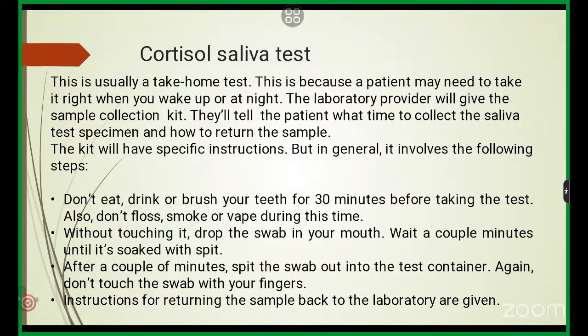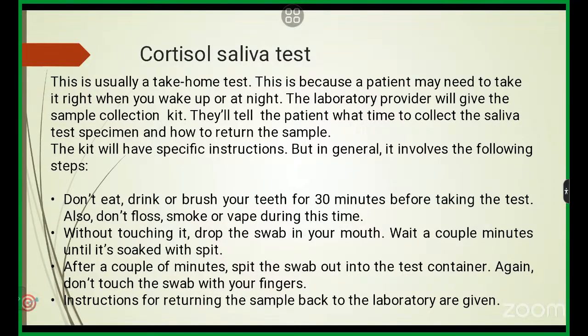The kit will have specific instructions, but in general, it involves the following steps. Don't eat or brush your teeth 30 minutes before taking a test. Also, don't floss or smoke or vape during this time. There are reasons why we have to advise the patient not to floss, not to smoke or vape during this time. Without touching it, drop a swab in your mouth. Wait for a couple of minutes until it's soaked with saliva.